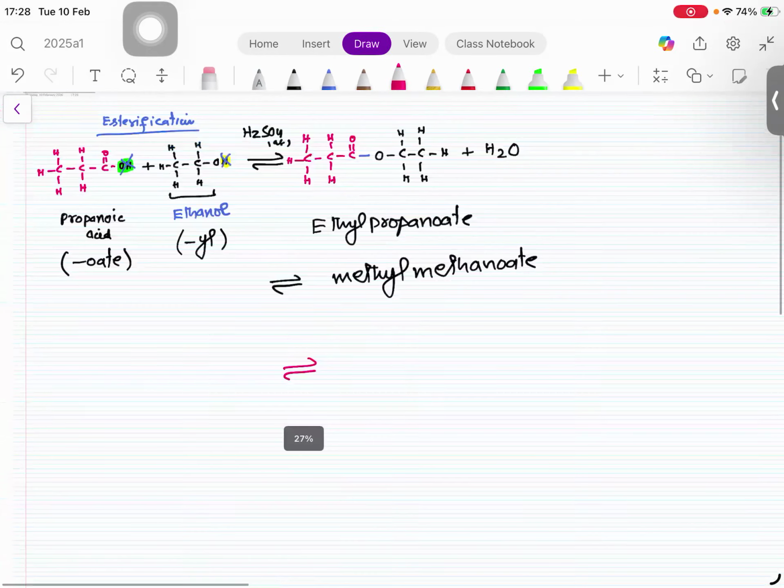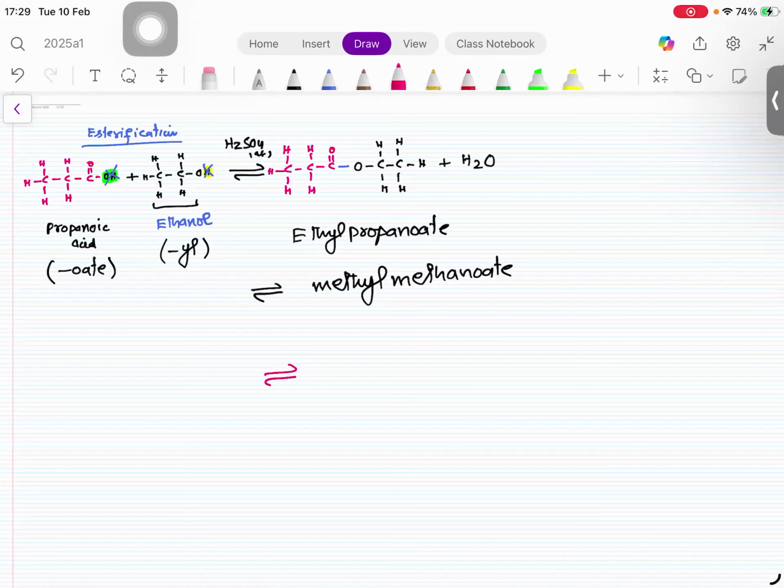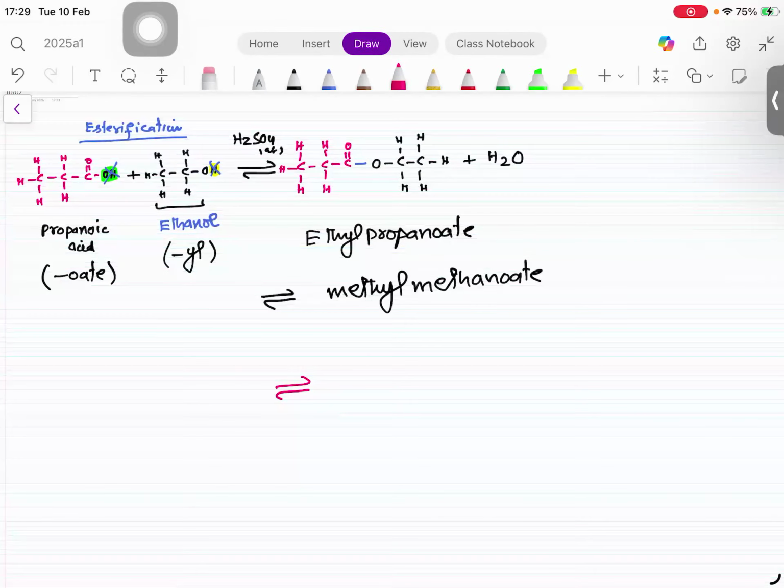Ethyl propanoate. You have to make an ester, methyl methanoate. Once you are done making the ester, then I'll go to the next part, the next question which I'm asking you. Methyl methanoate.